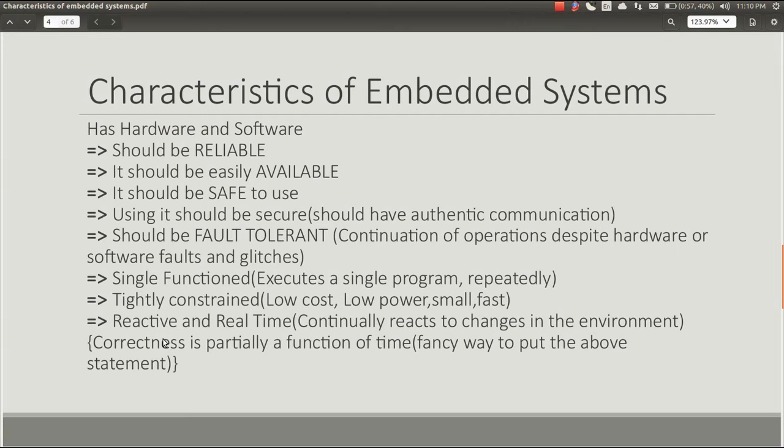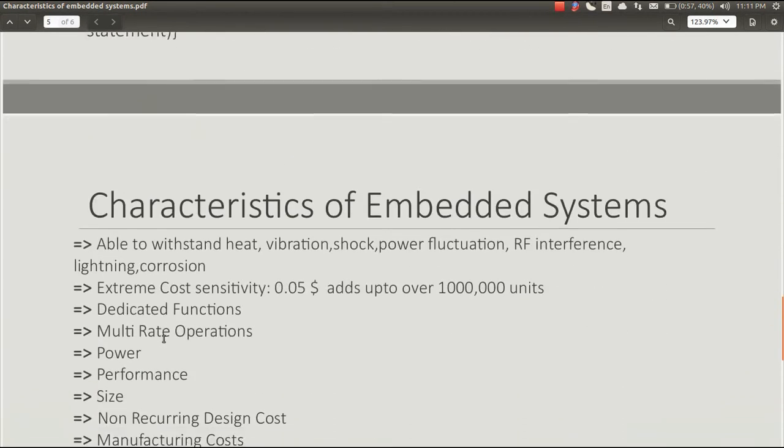They should be reactive and in real time. They should continually react to the changes in the environment. Depending on the need, they may have hard deadlines, for example in anti-lock braking systems, auto parking sensing systems, flight control systems, and soft deadlines like in video games. They can have significant time delay in set-top boxes or in cell phones.